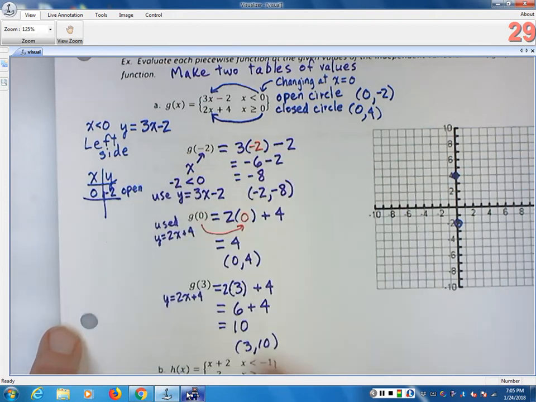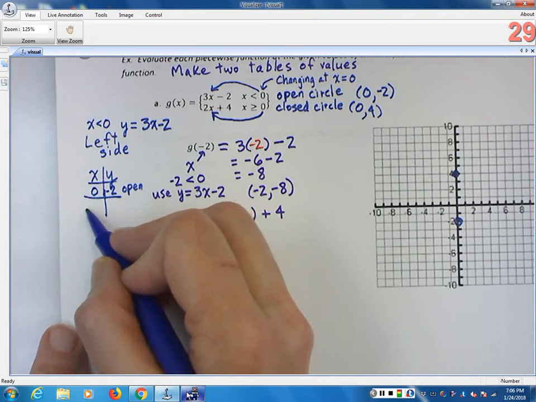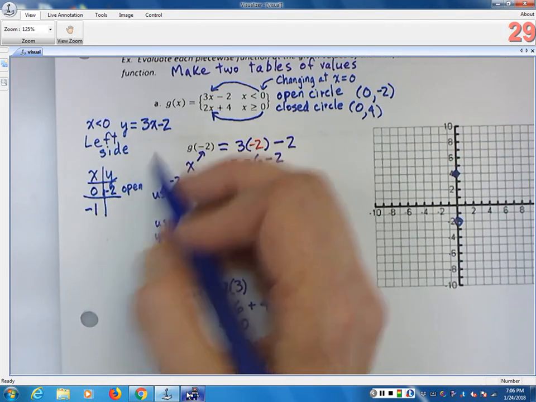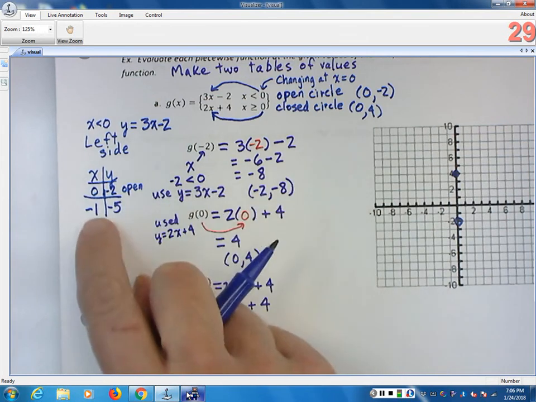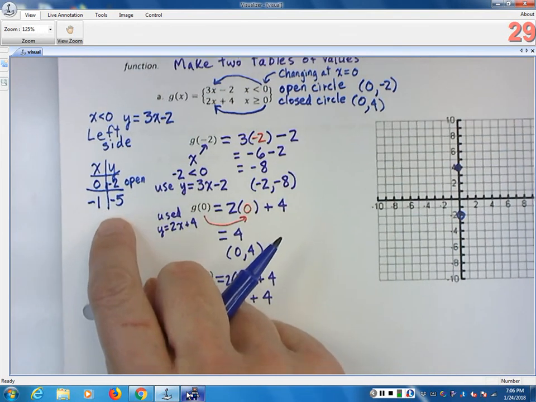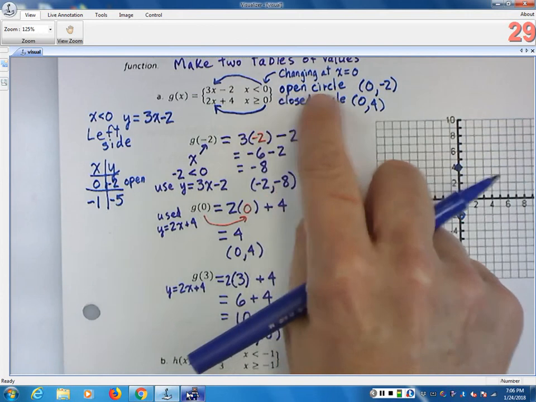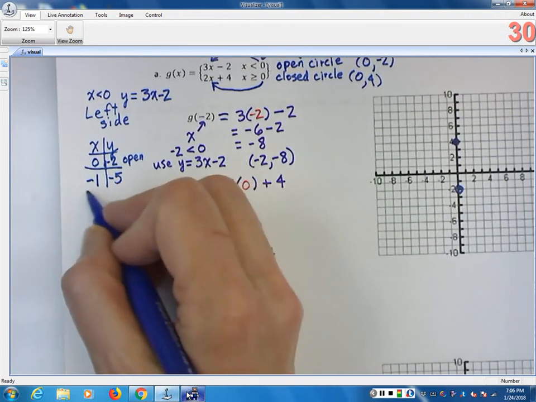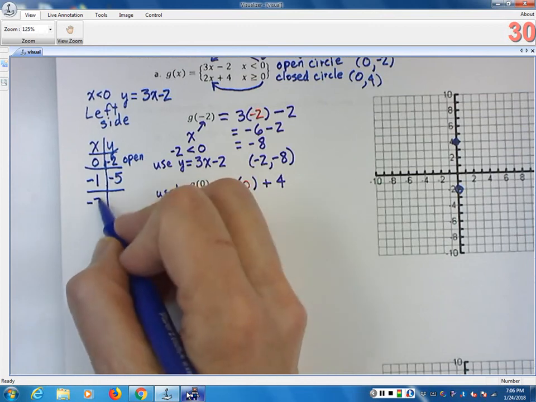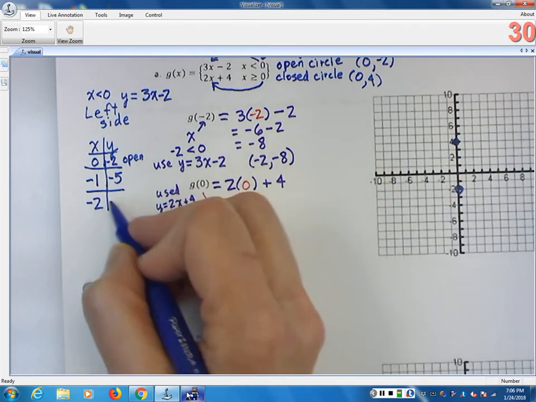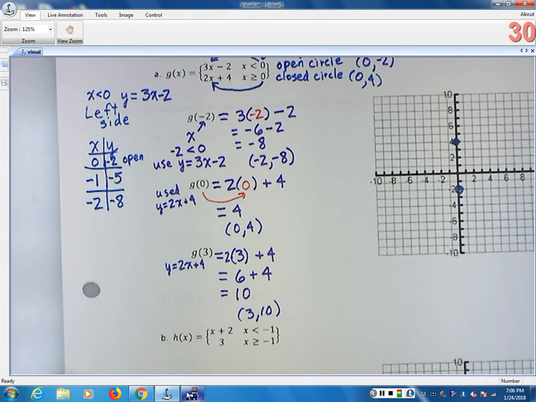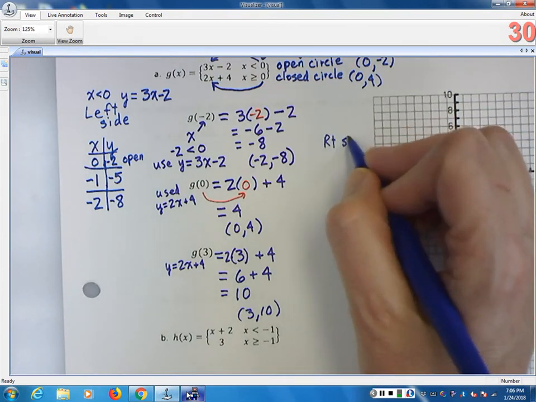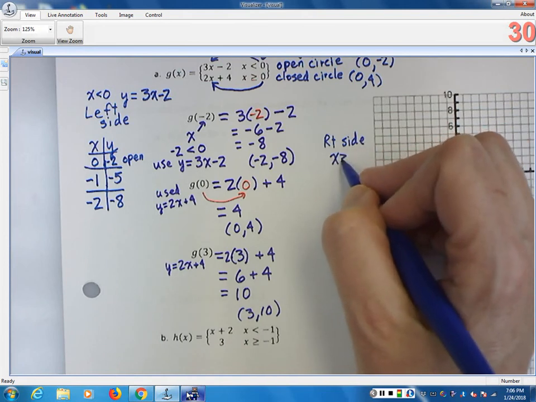And then you have to go down from there. So you can choose negative 1. When you put negative 1 in, you get negative 3. Minus 2 is negative 5. This is just a point on the graph. It's not an open circle. The open circle and closed circle occur where it's changing only. And then at negative 2, we already found that one, was negative 8. That's the left side. Let's do the right side. I'll do it over here. That's where x is greater than or equal to 0.